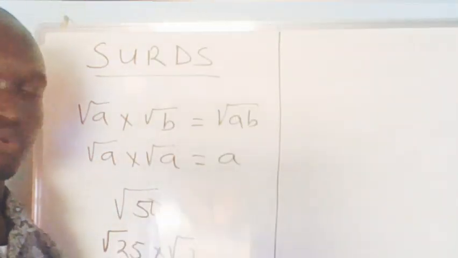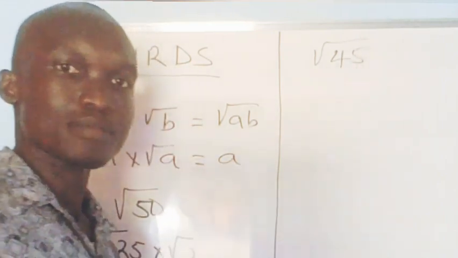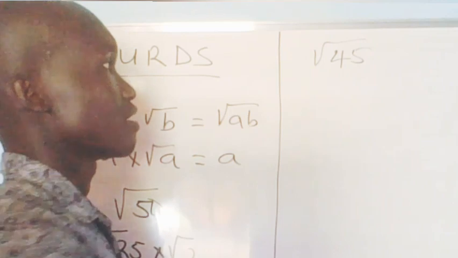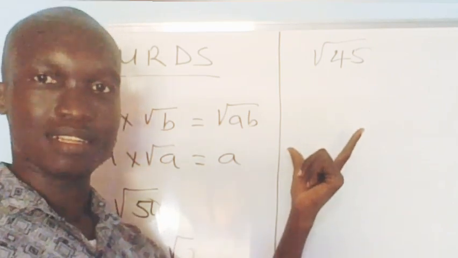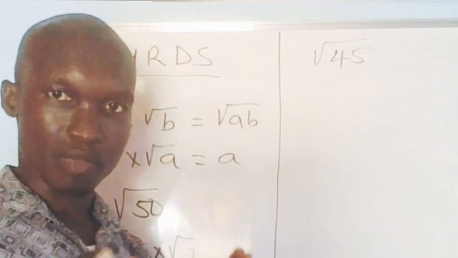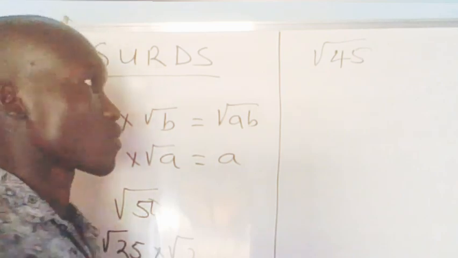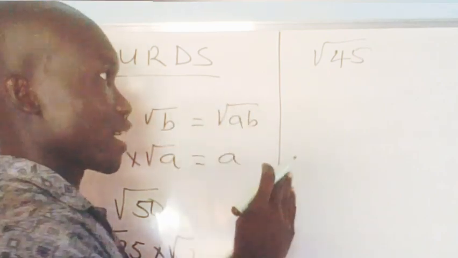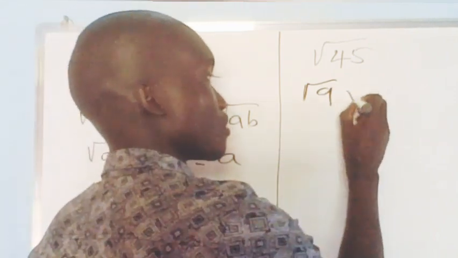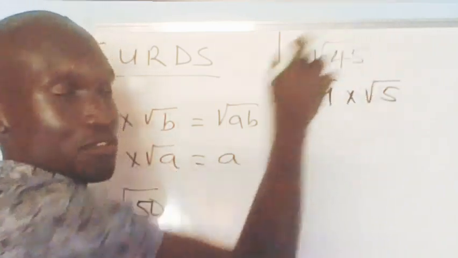Let's look at another example. Root of 45. How do you express this in terms of a surd? Root of 45. We come up with two numbers. The first one has to be a number whose square root we can find, and the second one can just be the square root of any other number. So looking at 45, we can come up with root of 9, and then we multiply this with root of 5, so that 5 times 9 will give us 45.